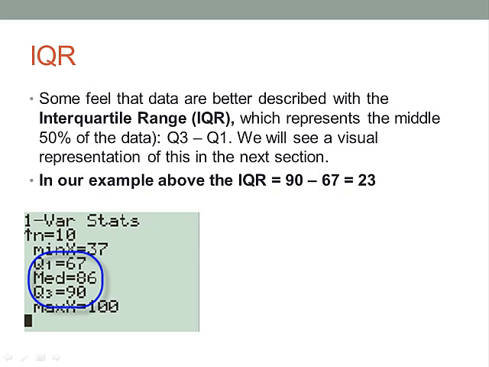Rather than the range, because with the range you have to worry about outliers, the interquartile range removes outliers. It's kind of like in some Olympic competitions, they throw out the high and the low. This is a variation of that, right?